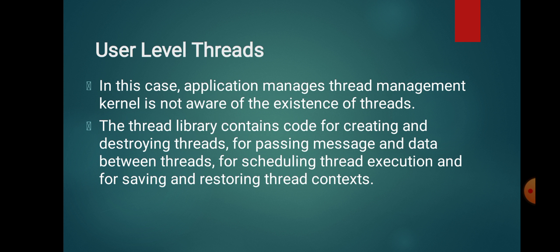One more thing about user level threads: the thread library contains the code for creating and destroying threads, and also for passing messages, context switching, and even for scheduling purposes. Like our process states, the threads also have the same states: new, ready, run, waiting, and terminated. Similarly, this thread library contains the code for creating and destroying threads, and it also helps with context switching.